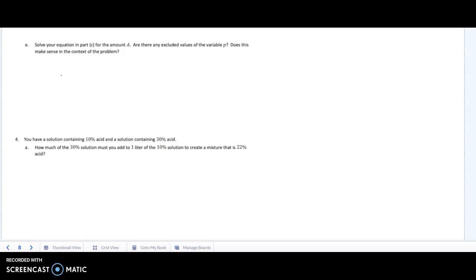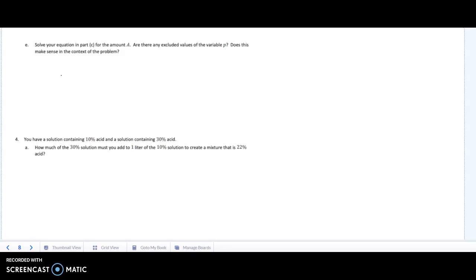Okay, page 8, exercise 4, or problem number 4. It says you have a solution containing 10% acid and a solution containing 30% acid. How much of the 30% solution must you add to 1 liter of the 10% solution to create a mixture that is 22%? Okay, so I don't like using percentages, so we're going to convert all of those to decimals, of course.